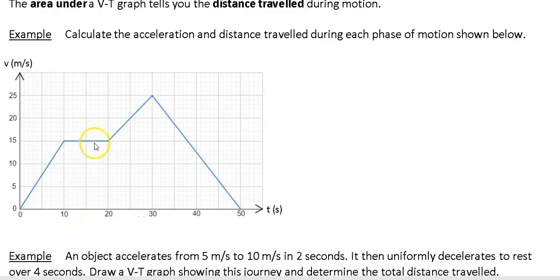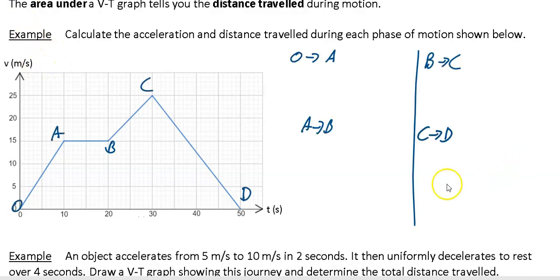Okay, we're going to jump in and look at this example and see how we get on with it. This question says calculate the acceleration and distance traveled during each phase of motion shown below. I've labeled the points in this graph as O, A, B, C, and D, so that we can look at each phase. First, from O to A, acceleration is your gradient. Your vertical change is 15 over 10, which works out to be 1.5 meters per second squared. I'll talk at the end of another way we could write the units here.